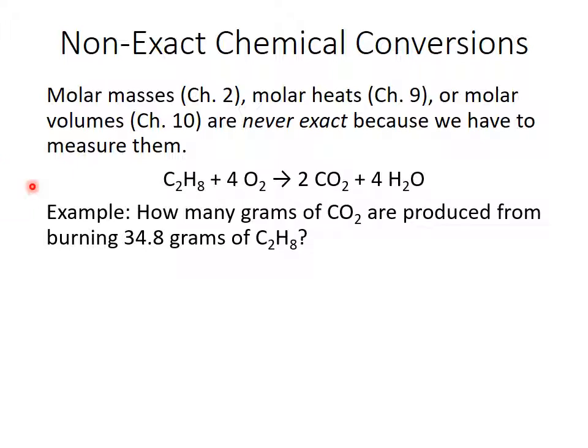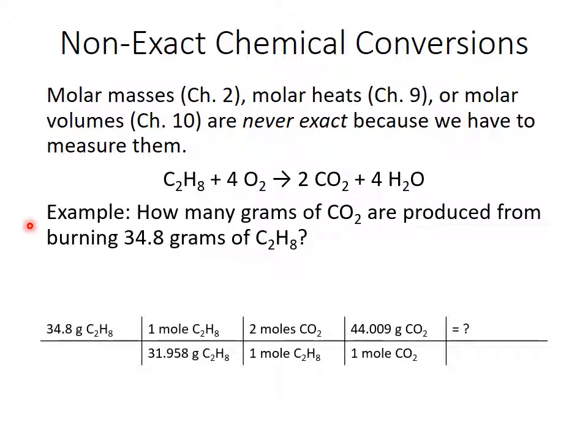Let's come back to our combustion equation and work through another example. How many grams of CO2 are produced from burning 34.8 grams of C2H8? Go ahead and pause this video and give it a try. Let's take a look at our train tracks for this. We're going to begin with our 34.8 grams of C2H8. We know from our map of stoichiometry, another video I've posted, that we need to convert our grams of ethane to moles by using its molar mass, which I have calculated here.